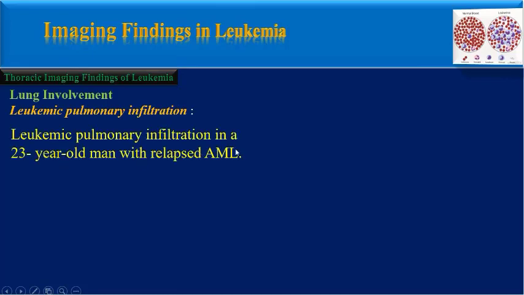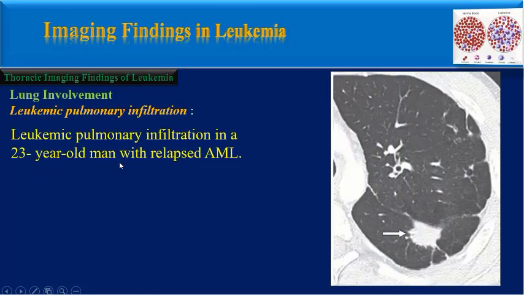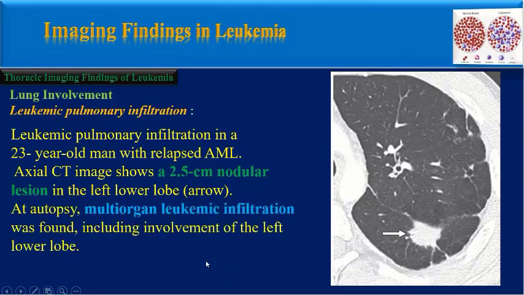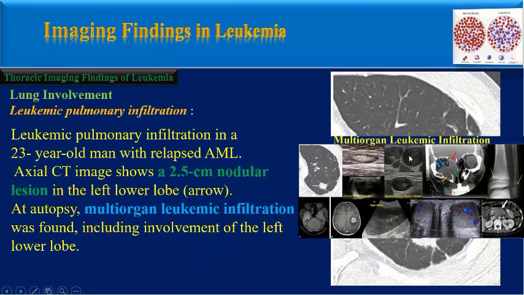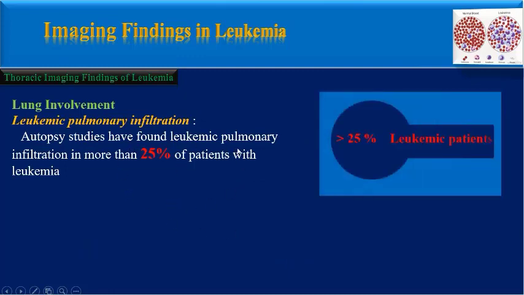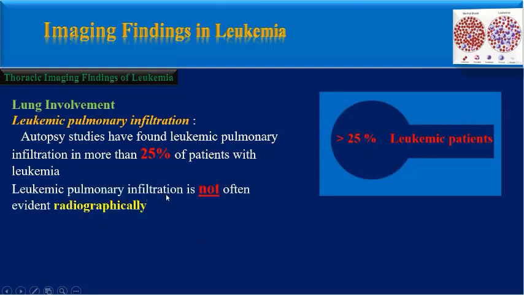Leukemic pulmonary infiltration in a 23-year-old man with relapsed AML. In this axial CT, we can see a nodular lesion in the left lower lobe. At autopsy of this patient, multi-organ leukemic infiltration was found, including involvement of the left lower lobe. Autopsy studies have found leukemic pulmonary infiltration in more than 25% of leukemic patients. Leukemic pulmonary infiltration is not often evident radiographically.